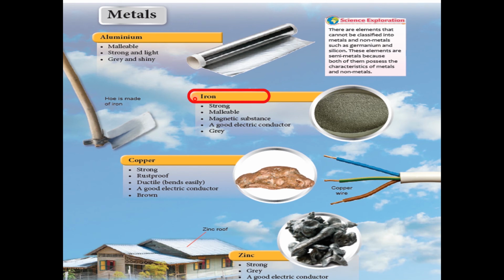Iron. Iron is a grey solid, strong, ductile, malleable, and conducts electricity and can be attracted by magnet. Iron is used to make railway tracks. Copper. Copper is a reddish-brown solid, ductile, malleable, rust-proof, and conducts electricity. Copper is used to make electrical wires, heating pipes, and roofing.